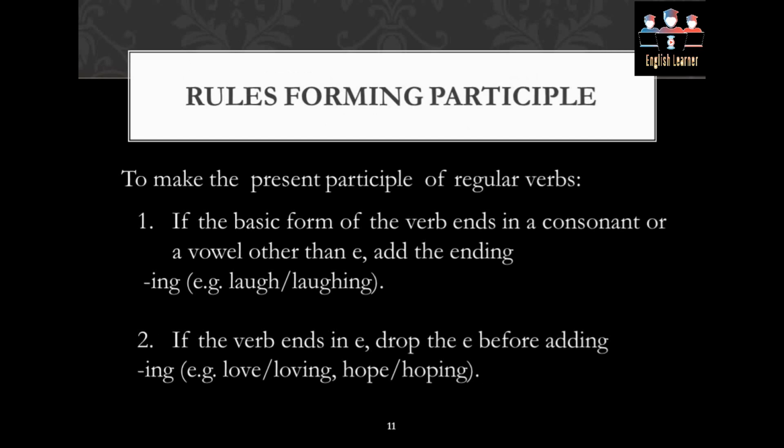Next is the rules of forming participles of regular verbs. To make the present participle of regular verbs, we have the following rules. Rule number 1. If the basic form of the verb ends in a consonant or a vowel other than e, simply add ing at the end of it. For example, laugh will become laughing.